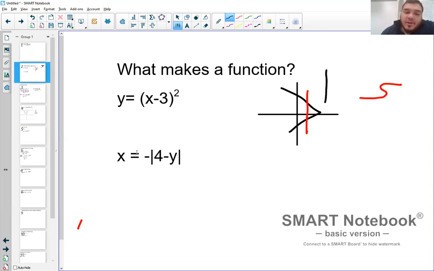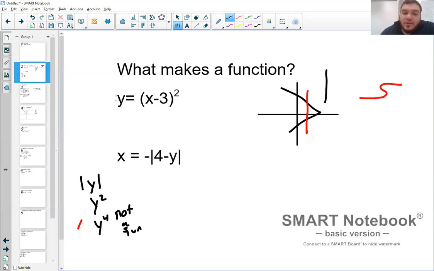Now, how do you tell from an equation? For an equation, it's very simple. If you have an absolute value of y or a y squared or a y fourth or yada, yada, an even power, that automatically makes it not a function.